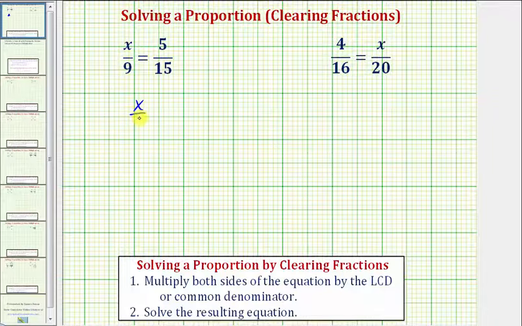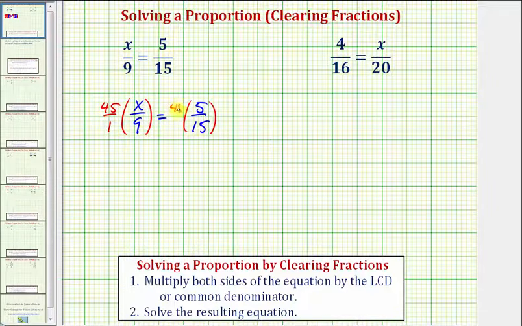So we have x over 9 equals, notice on the right here we have 5/15, which we could simplify to 1/3, but let's go ahead and leave it in this form. Now we're going to multiply both sides of the equation by 45. Because we have a fraction here, we'll write 45 as 45 over 1, and the same on the right. Now we'll simplify and then find these products, which should clear the fractions.